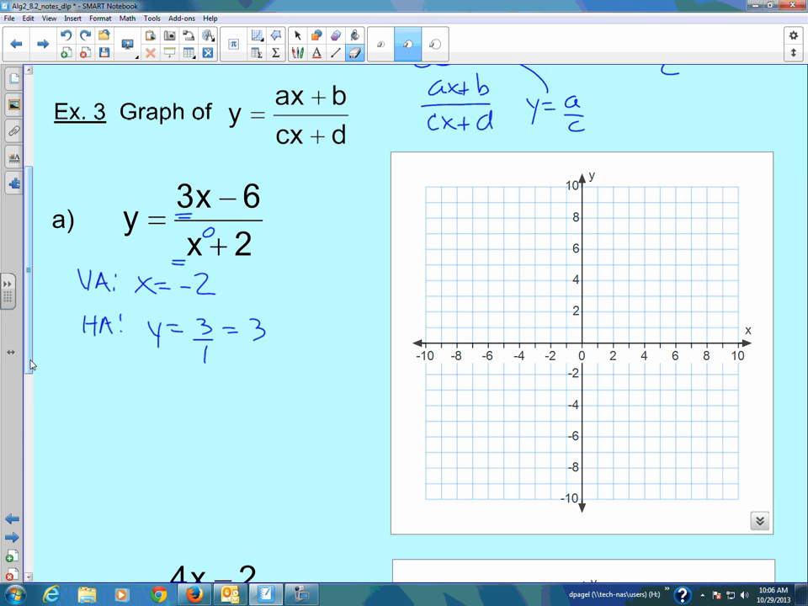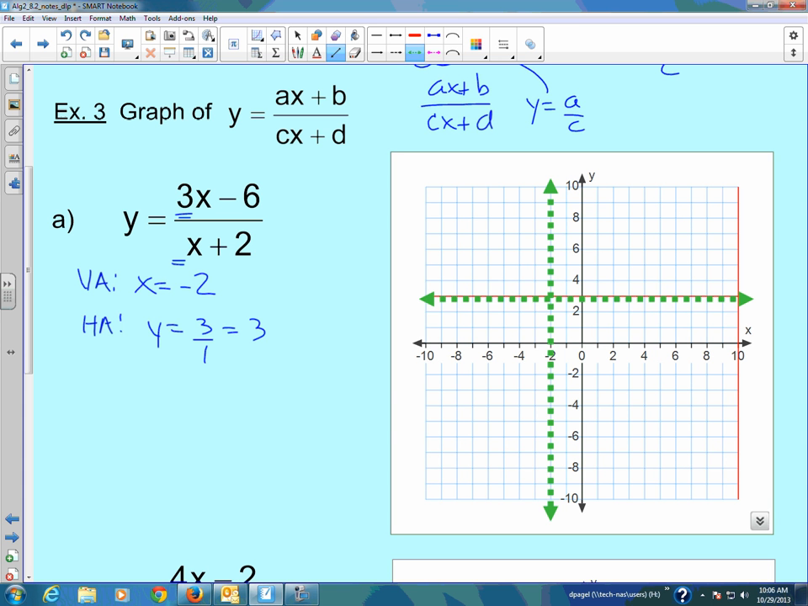I want to get rid of those. People might think it's the power of 0. It's just indicating that the powers of those are both 1, linear. All right, so put them in. Vertical at x equals -2. Horizontal at y equals 3. There we go.